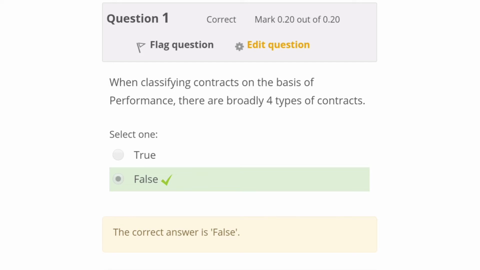Here we need to see whether or not this statement is correct, that is, whether contracts can be classified into 4 main types on the basis of performance. Now this is clearly false, because if you refer to the slides where I have mentioned how we can classify contracts on the basis of performance, you can see that even though there are subcategories, for example for executory contracts we do have 2 further subcategories, that is unilateral and bilateral contracts, broadly speaking there are just 2 types of contracts, that is executed and executory contracts, when we classify contracts on the basis of performance.